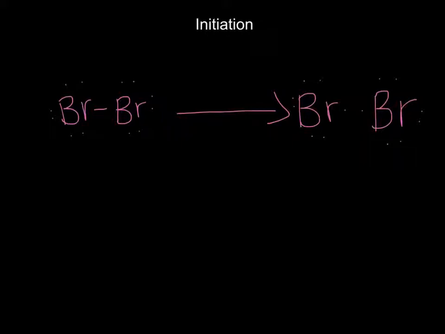Step 1, which we know as initiation, is first. Heat or UV light causes the weak halogen bond to undergo homolytic cleavage to generate two bromine radicals, starting the chain process.